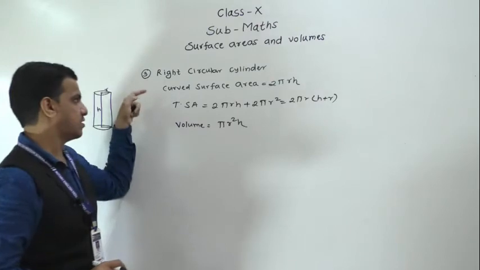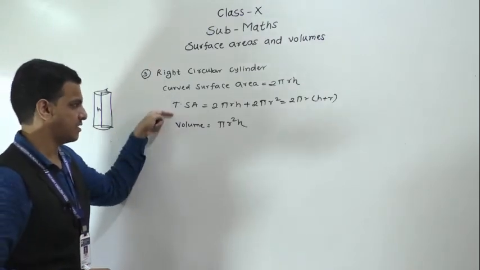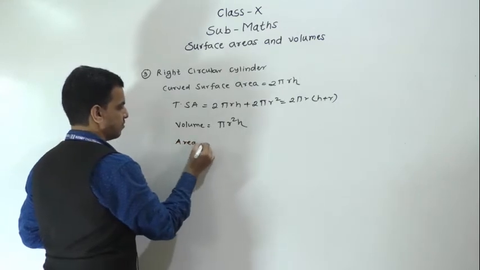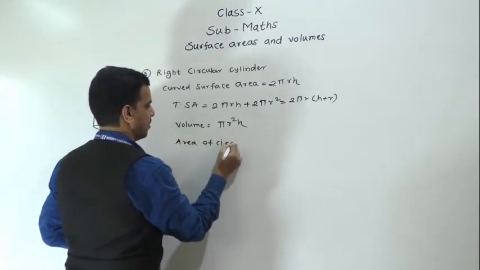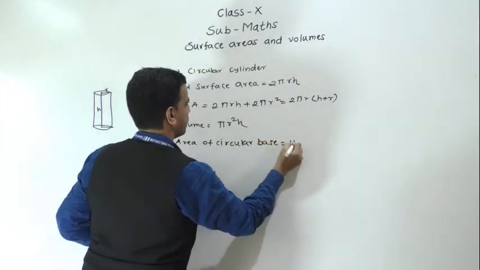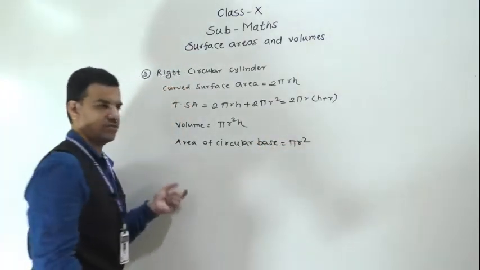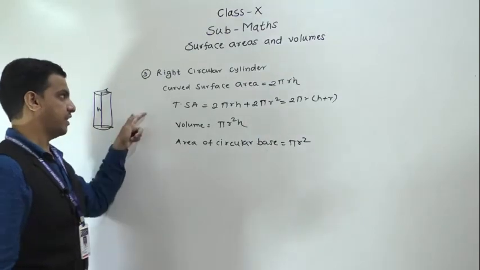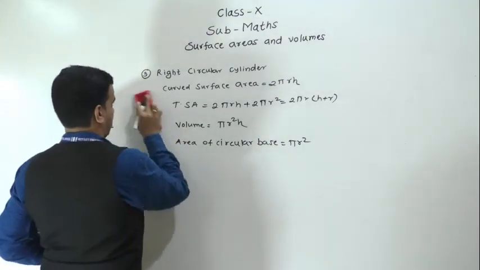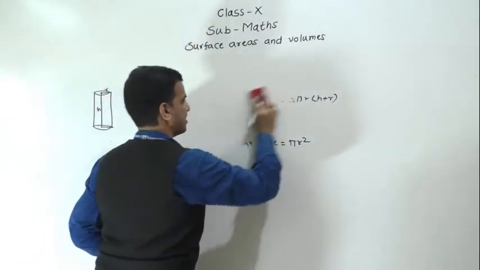First is CSA, then TSA and volume, or we can write the area of circular base is equal to pi r square. Okay, now we will take the next one, that is hollow circular cylinder.